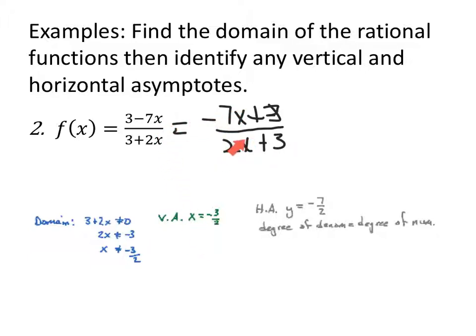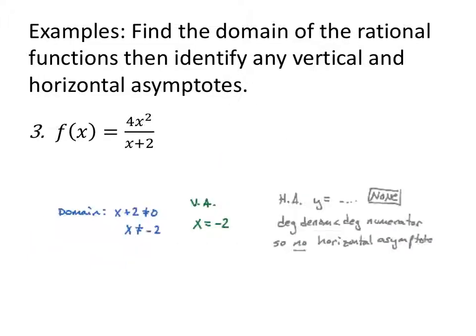Degree of the denominator is 1. Since the degrees are equal, the horizontal asymptote is y equals negative 7 halves, the ratio of the leading coefficients of the numerator and denominator.